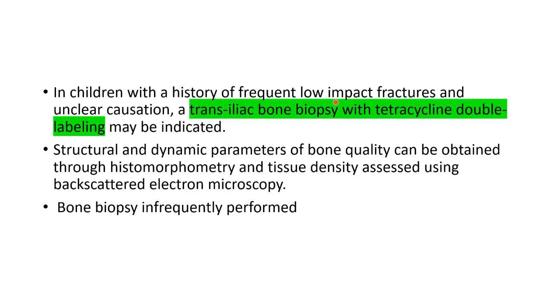In children with a history of frequent low impact fractures and unclear cause, a transiliac bone biopsy with tetracycline double labeling may be indicated. Structural and dynamic parameters of bone quality can be obtained through histomorphometry and tissue density assessed using back scattered electron microscopy. But we actually rarely do bone biopsy for diagnosing pediatric osteoporosis.